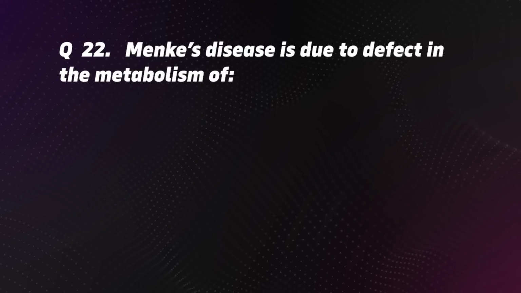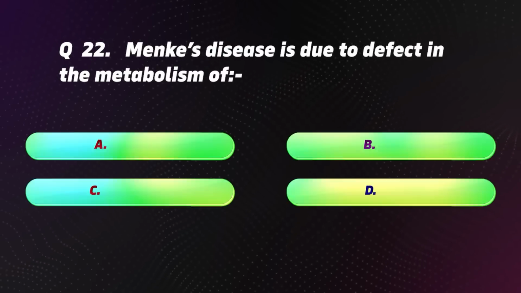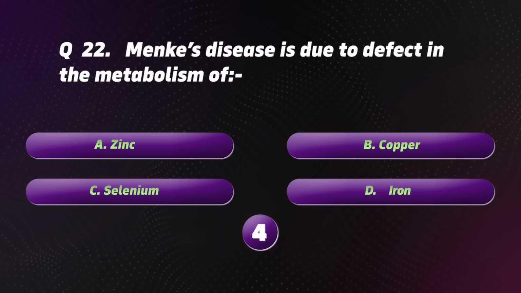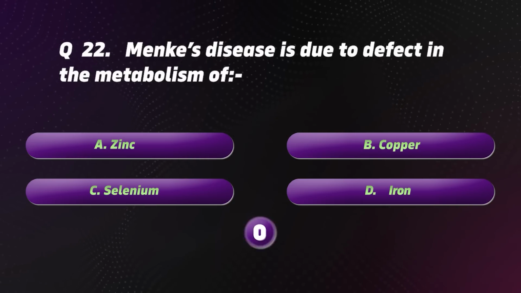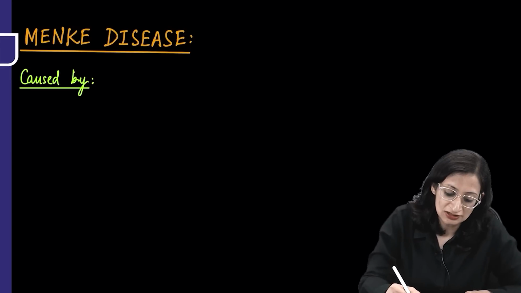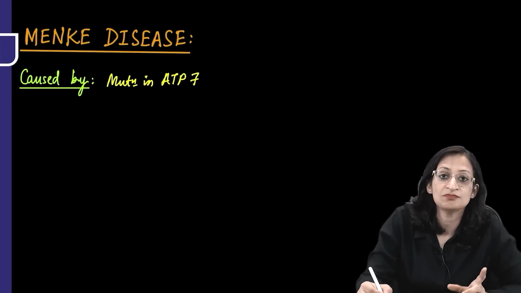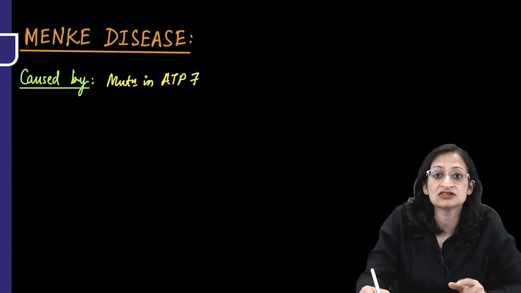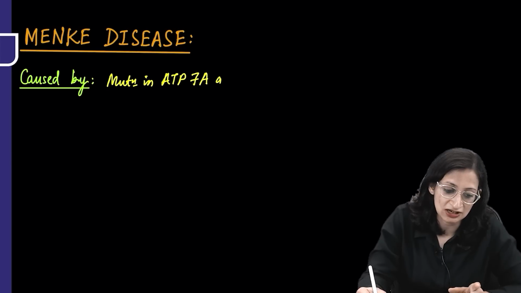Question 22. Menkes disease is due to defect in the metabolism of. Here are the options. A. Zinc. B. Copper. C. Selenium. D. Iron. And the correct answer is option B. Copper. Here's the explanation. So Menkes disease is caused by mutation in the ATP7A gene.